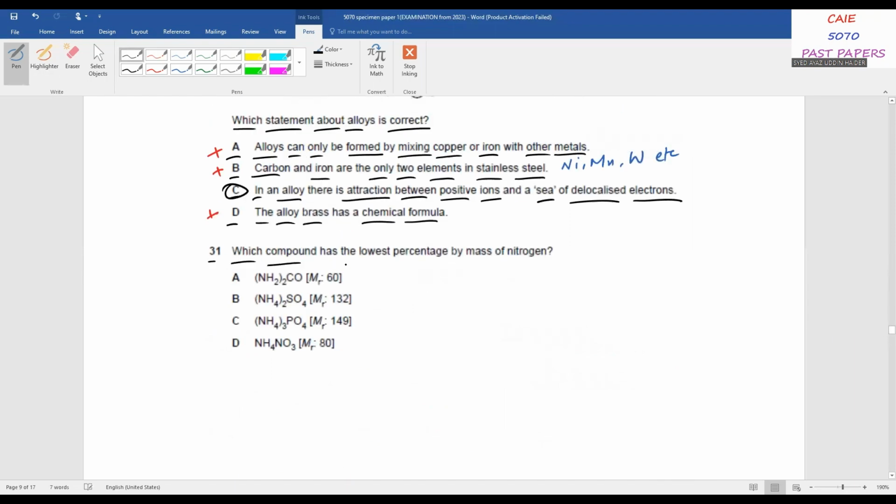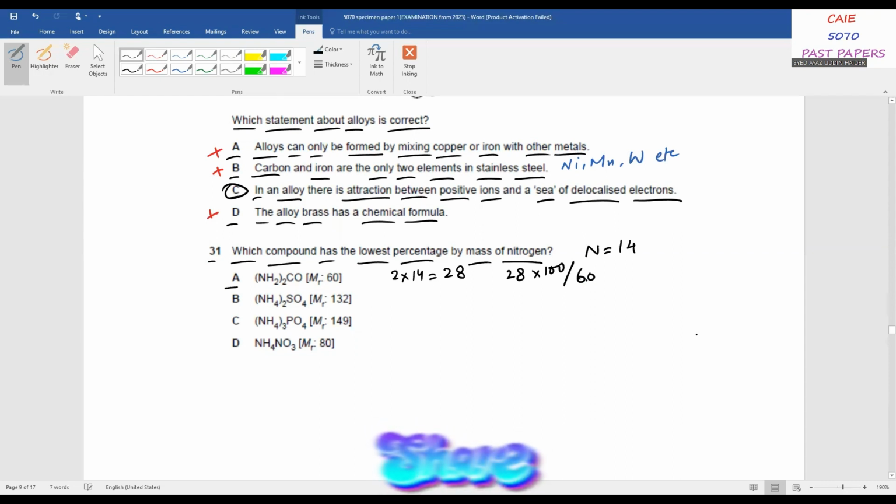31. Which compound has the lowest percentage by mass of nitrogen? You need to do calculation here. MR of each compound is given. You know the AR of nitrogen. Look at the periodic table. It is 14. For A, there are two nitrogen atoms. So 2 multiplied by 14 is 28. So you'll multiply 28 by 100 and divide it by 60. What you will get? 46.666.